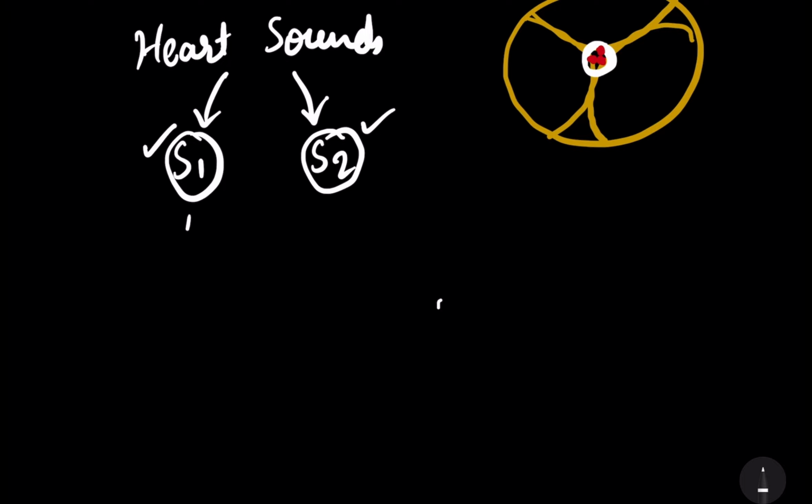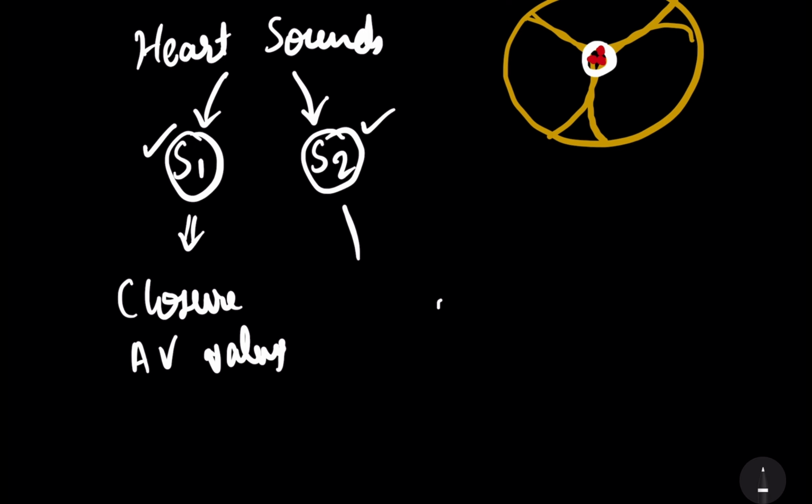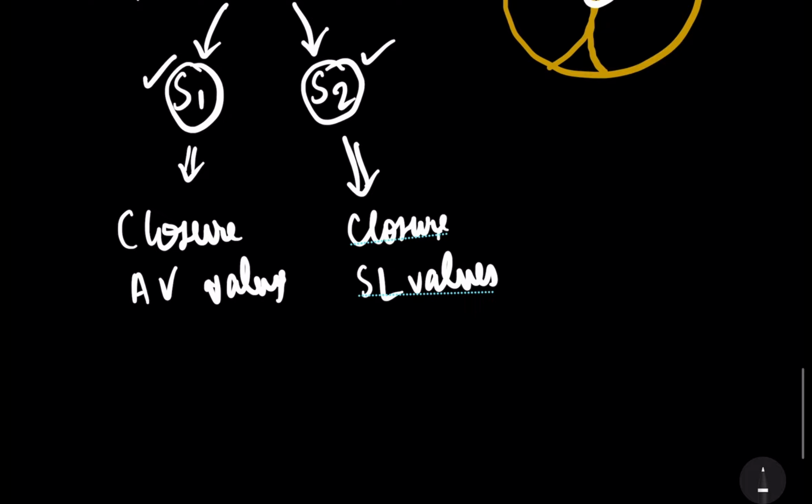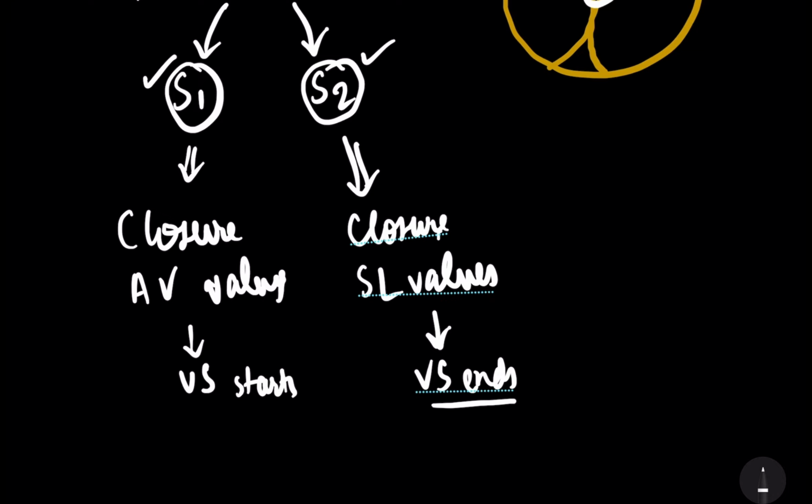It is very simple. S1 is formed when there is closure of the AV valves, and S2 is formed when there is closure of the semilunar valves. AV valves are closed when there is ventricular systole, and semilunar valves are closed just after ventricular systole ends. This is before ventricular systole starts, and this is just after ventricular systole ends.